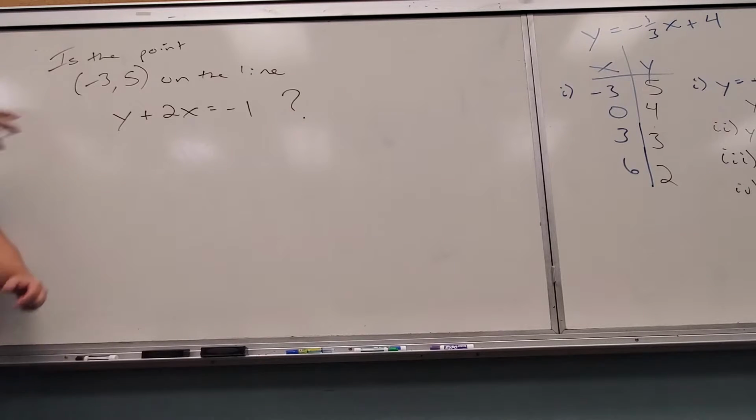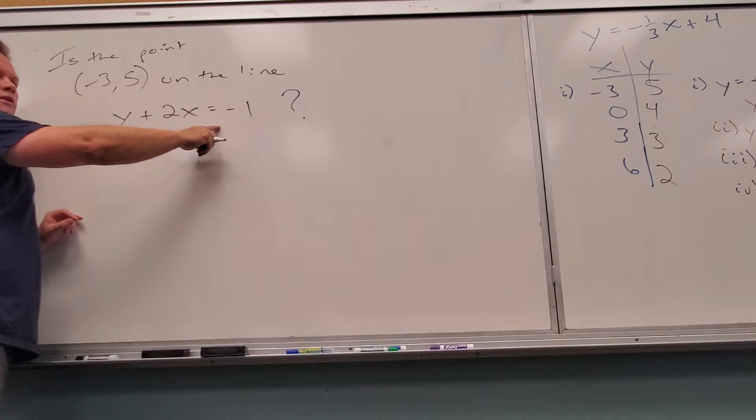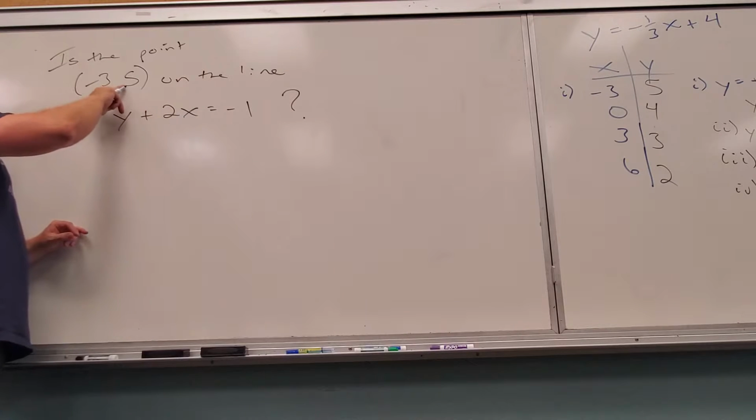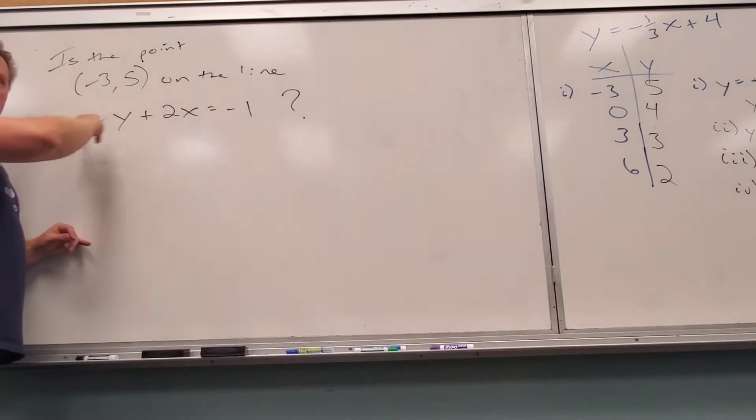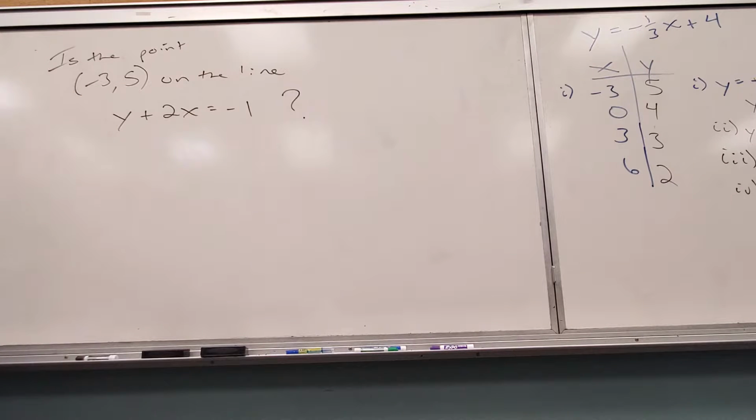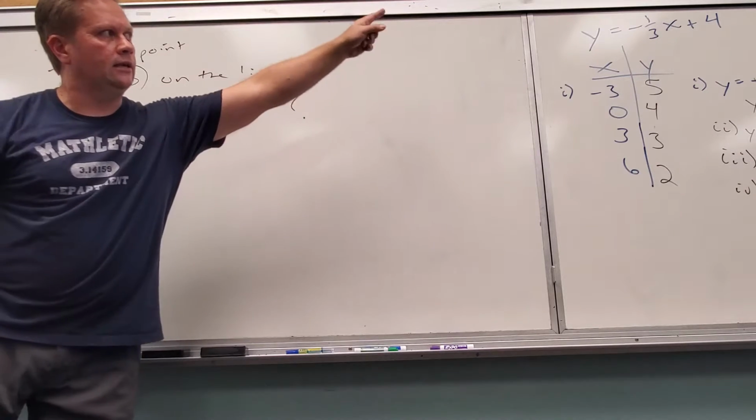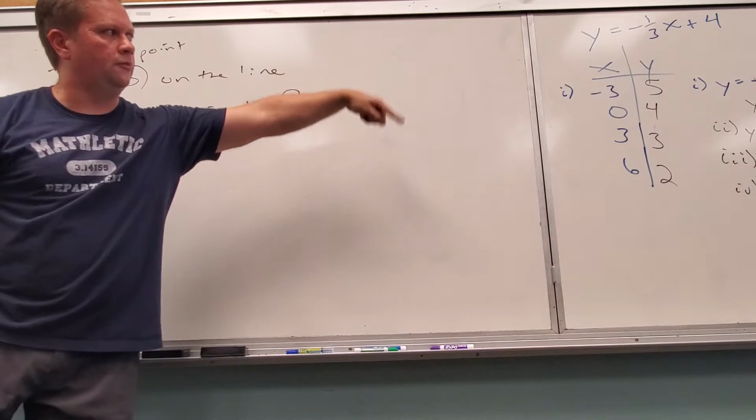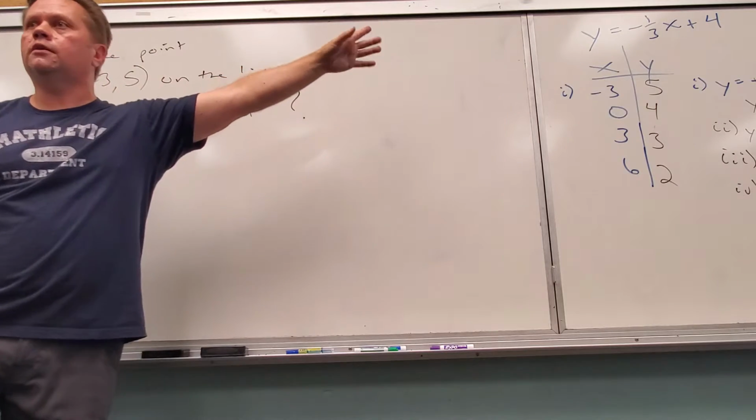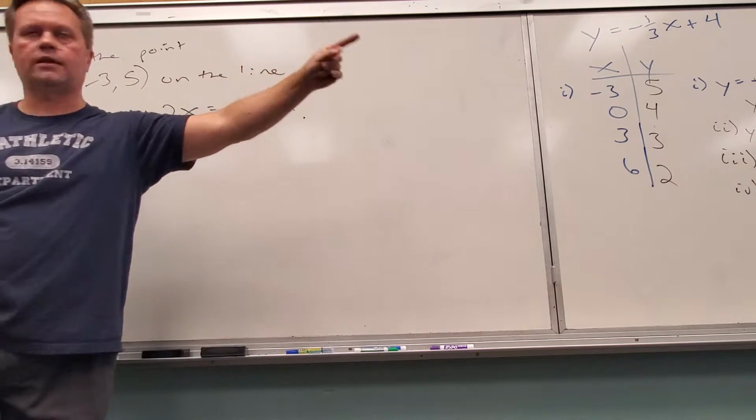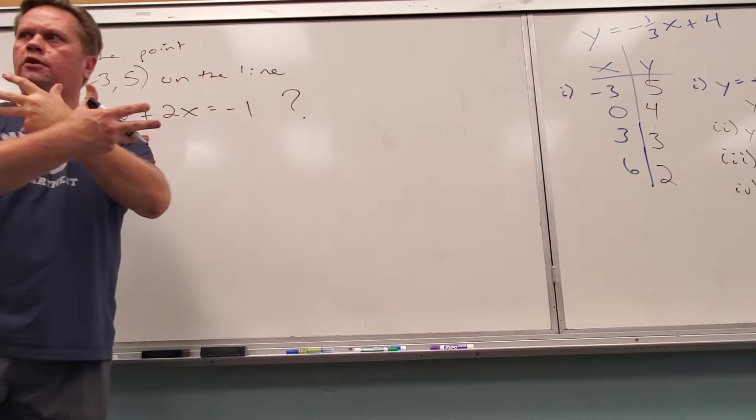If that point is on this line, then what should happen when I plug the point in? It should be true. Every point the line goes through is a point that works in the equation. That's the connection. That's why I get a line's graph from finding points it goes through that work in the equation. So this is really the same problem, just from the other direction.